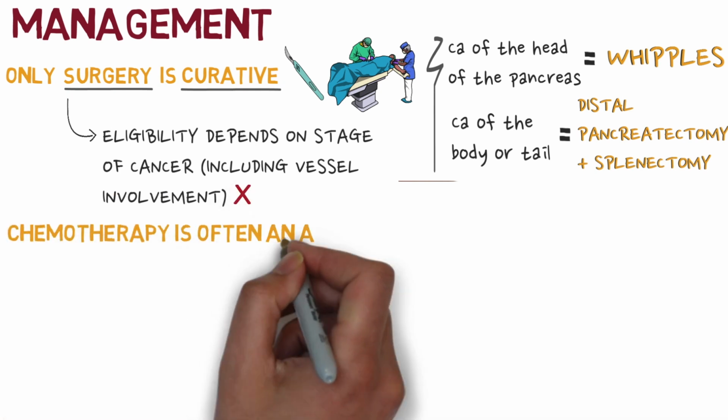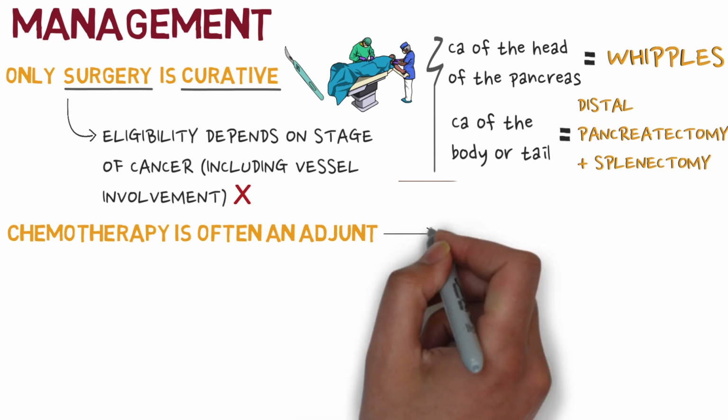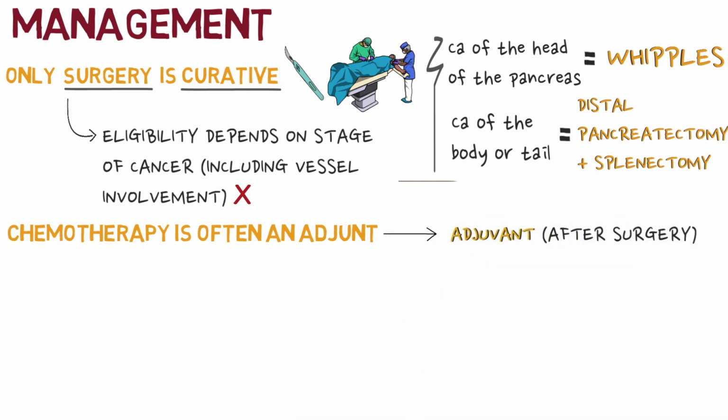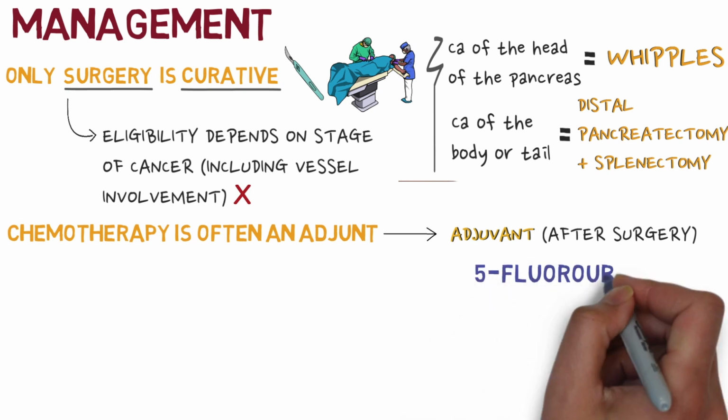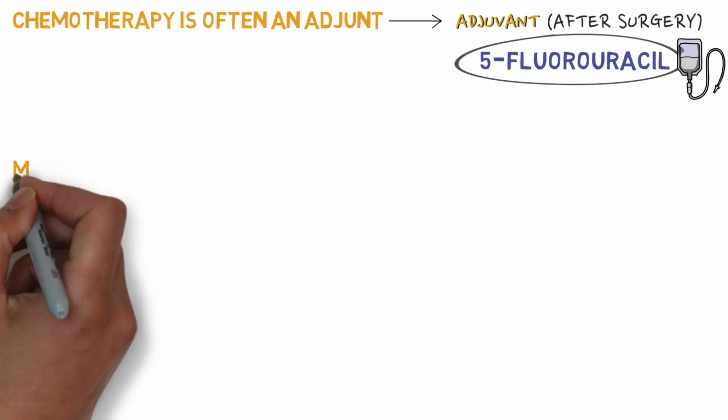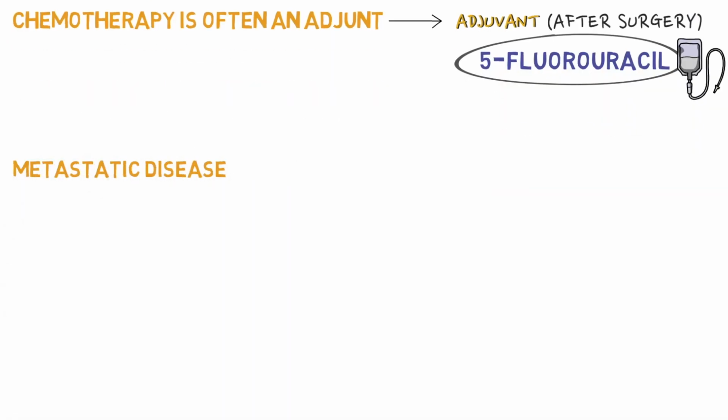Chemotherapy is often used as an adjunct to surgical treatment. It is usually in the form of adjuvant chemotherapy, i.e. chemotherapy after surgery, of which a commonly used drug is 5-fluorouracil. Neoadjuvant chemotherapy is also used to downstage borderline or locally inoperable tumours at presentation, as long as they haven't metastasized. In metastatic disease, a common combination of chemotherapy drugs can be used.